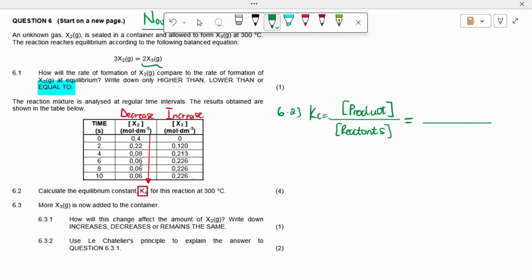So what is the product? X3. I think in this case you can use any time. I mean, at the end of the day, as time progresses, you can choose to use any. You can use time at 10 seconds, 8 seconds, 6 seconds, but you must use corresponding values. Obviously, you wouldn't want to use time zero, because if that's the product, then zero divided by this would mean Kc is zero, and I don't think they really would want you to use that one.